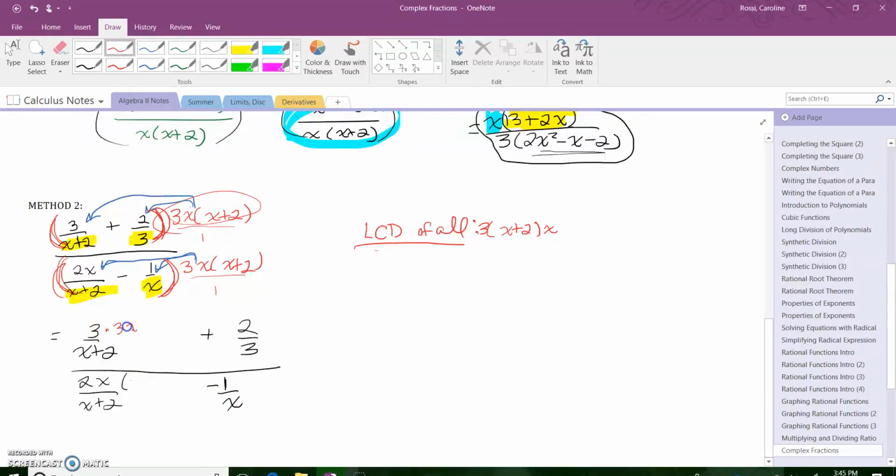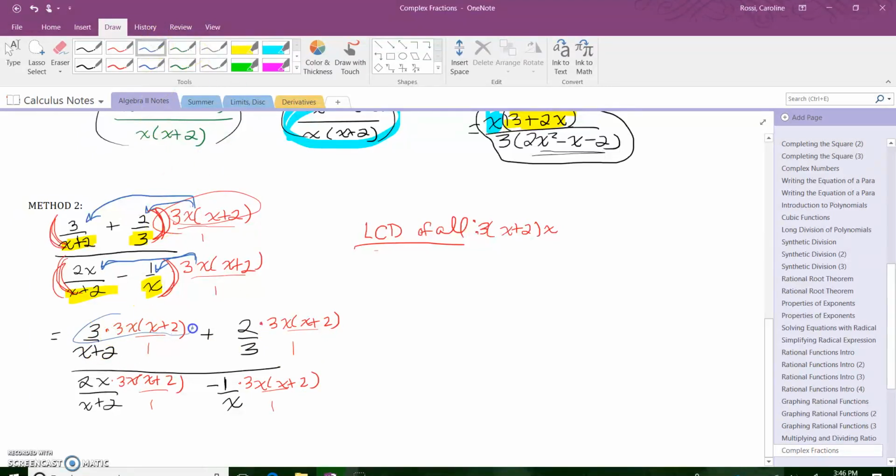So I'm going to multiply by 3x(x plus 2). I'm going to multiply by 3x(x plus 2). And then I'm going to multiply down here my two terms by 3x(x plus 2). And last one, 3x(x plus 2). Again, these are all over 1. Keep that in mind whenever you do this. So let's look at each one individually.